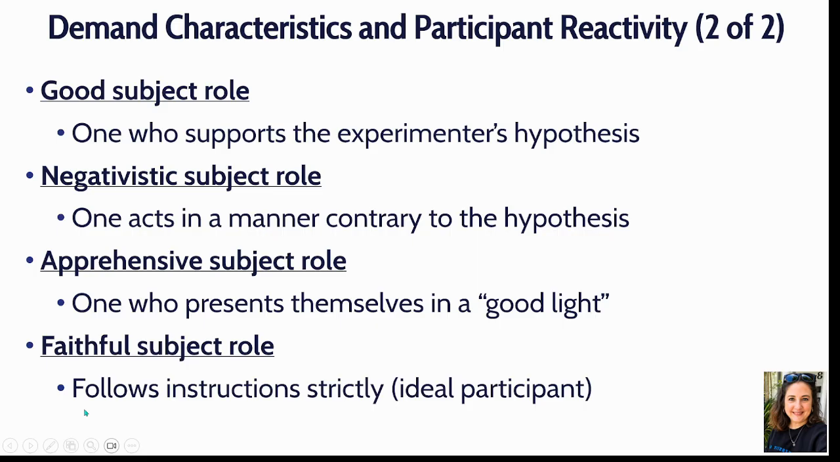So you run into different classifications of participants. You can have a good subject role, that's the person who supports the experimenter's hypothesis. You might also have a negativistic subject, that's one who's going to act contrary to your hypothesis. There's always the possibility of an apprehensive subject. That's the one who presents themselves in a good light, but they're apprehensive. And then your faithful subject role is someone who follows the instructions strictly to the letter of the law. And that is the ideal participant that we want to have.